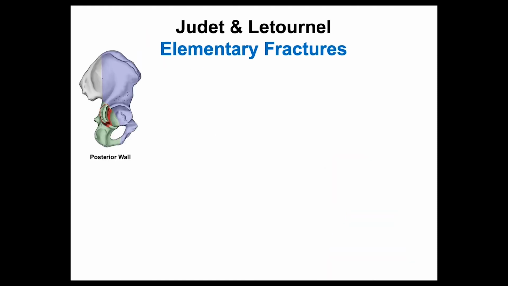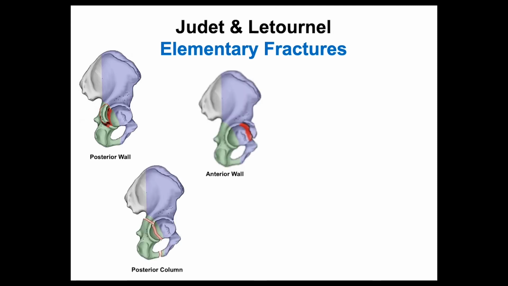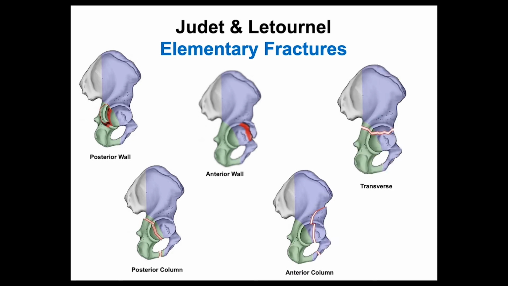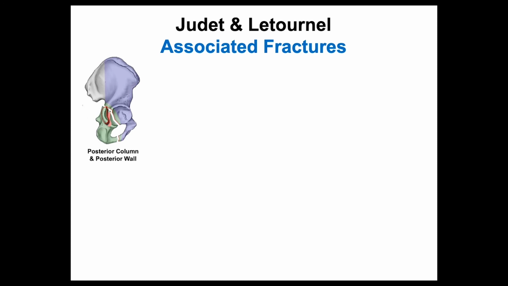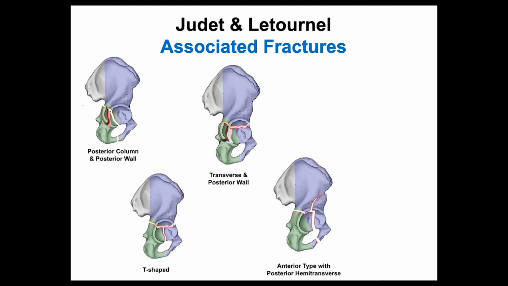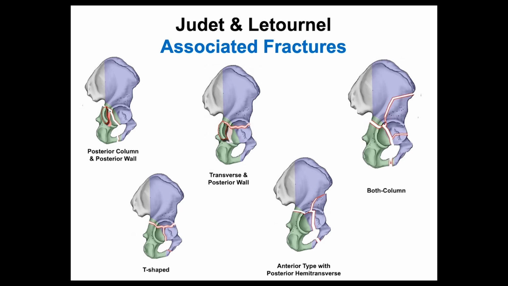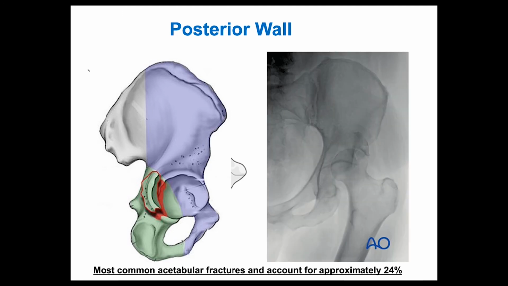The elementary fracture types include posterior wall, posterior column, anterior wall, anterior column, as well as transverse. The associated fractures include posterior column and posterior wall, transverse with posterior wall, T-shaped, anterior with posterior hemitransverse, as well as both column. So let's start with the posterior wall fracture. This is the most common acetabular fracture and accounts for approximately 24%.